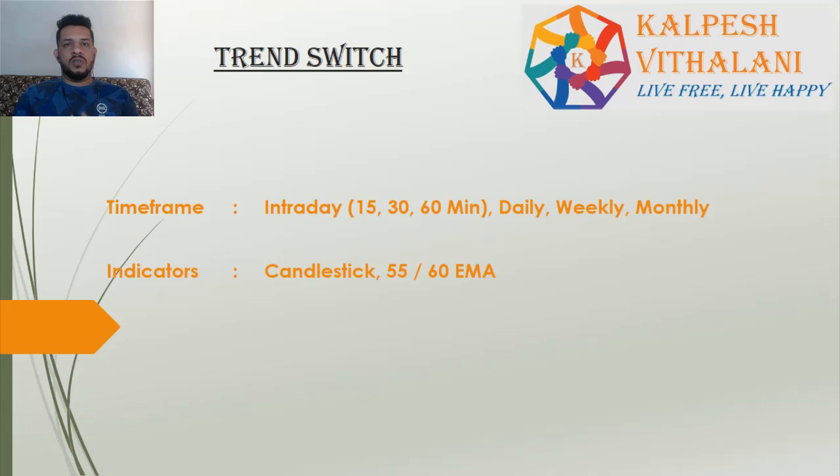You can use this in 15 minutes, 30 minutes and 60 minutes for intraday, and daily, weekly and monthly for swing trading and investment. The indicators required are candlesticks as always, and the 55 and 60 EMA. We'll plot both EMAs on the chart. It's not necessary to use both together; whether it is 55 or 60, we can use any one, but we'll plot both.